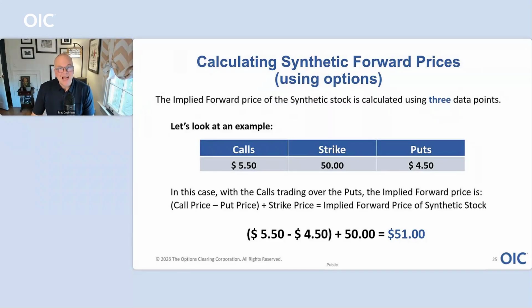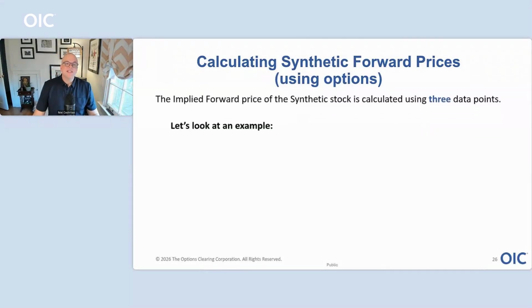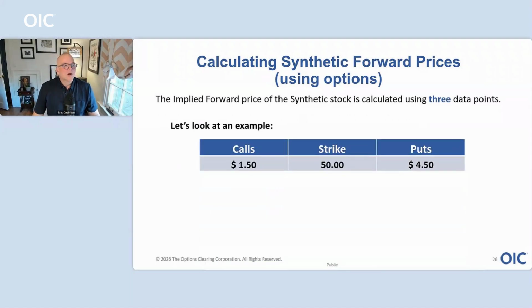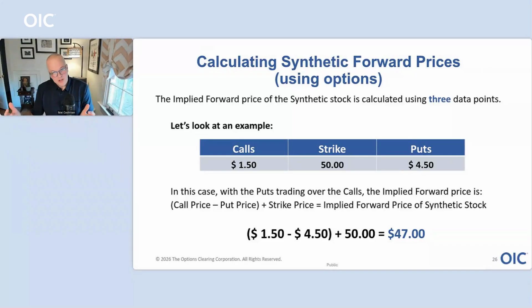You can use this exact formula, as you might guess, in the opposite direction as well. Let's look at another example where the calls aren't more expensive, but the puts are trading over. So in this case, you use the same 3 data points. Calls are trading $1.50, the puts are trading 4.5, and the strike is 50. Do the same math. Puts are trading over the calls, and the implied forward price is call price minus put price plus strike price. In this case, 1.5 minus 4.5 gets you -3 plus the strike price of 50. This is telling you that the market is implying that the actual underlying price is 47 and not 50.